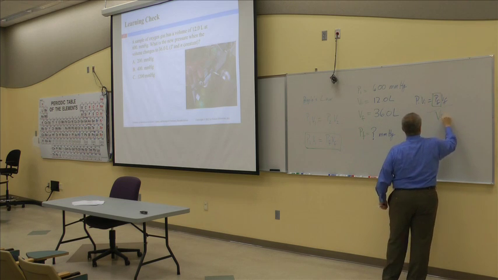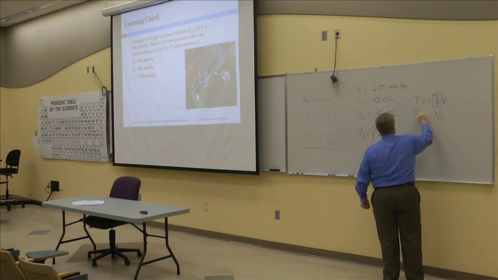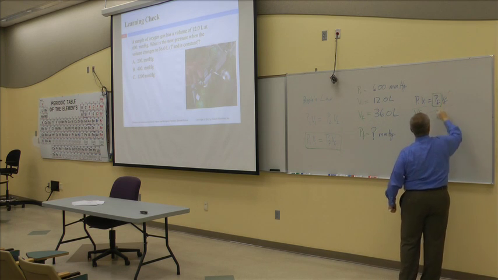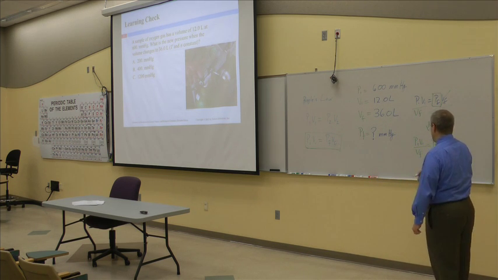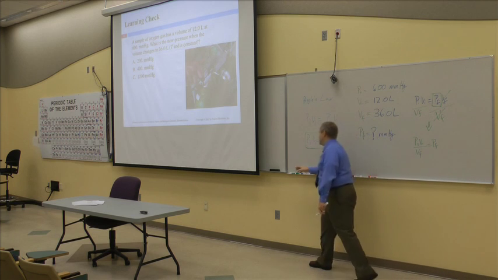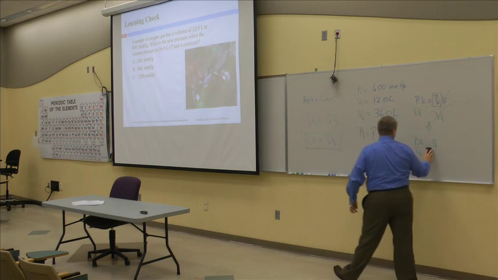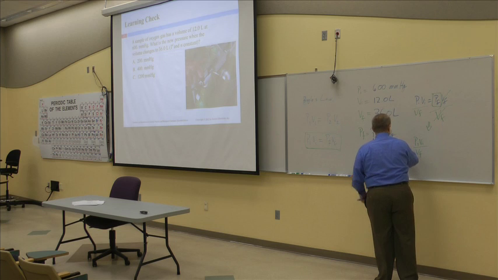So you divide both sides by VF. So VF will cancel nicely. PI VI divided by VF equals PF. Right? Everybody get the same thing? Actually, let me put that on the right hand side. I'm just going to move the PF to the other side.